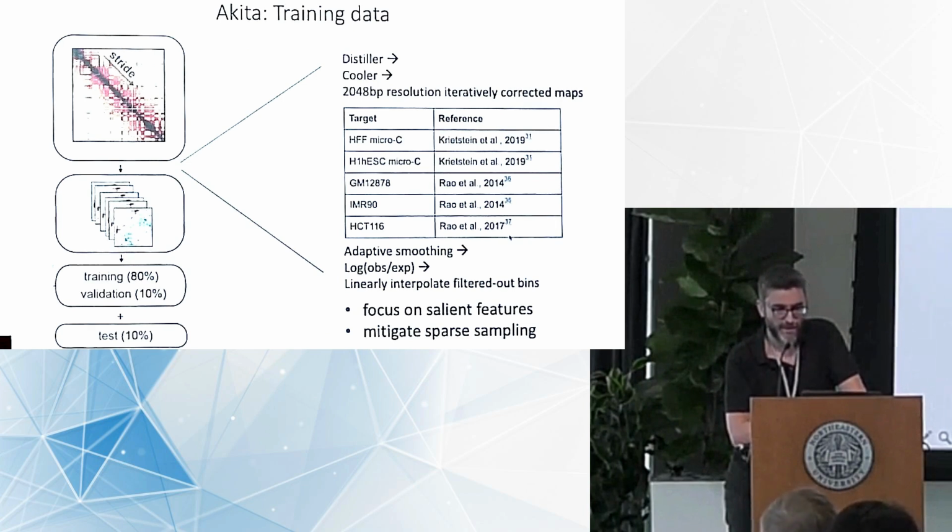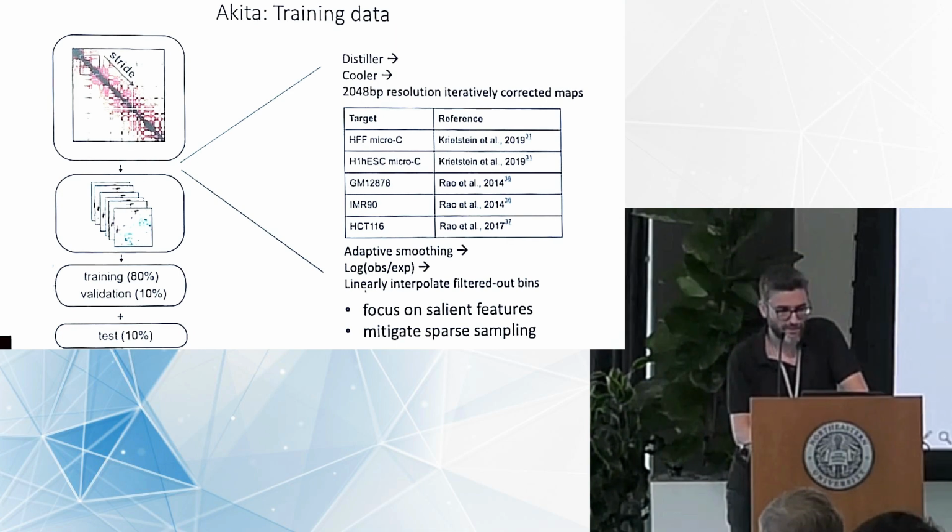The first thing that we need to define after the architecture is how our training data is processed. So here, for this network, we took data processed with a distiller pipeline available from Open2C, which we enjoy working with, processed into coolers, binned at a particular resolution that seemed appropriate for these different data sets. You'll see a few micro-C data sets, a few Hi-C data sets. Then we smooth the data because there's still sampling noise at that resolution, as noticed by folks in the audience, in the experimental data.